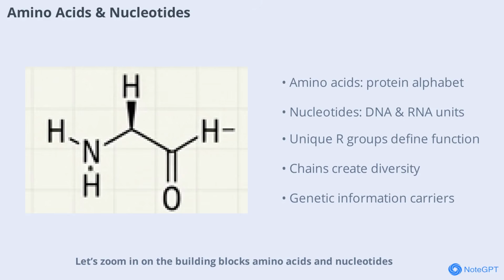Zoom in on the building blocks: amino acids and nucleotides. Amino acids are like the alphabet of proteins. Each one has a central carbon, an amino group, a carboxyl group, and a unique R group that gives it character. By linking together in different sequences, they create the vast diversity of proteins, each with a specific role.